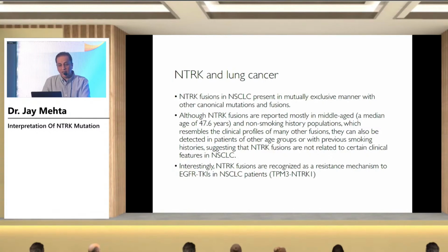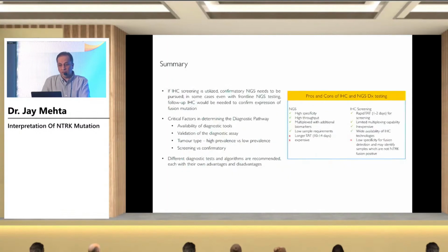Now, interestingly, NTRK fusions are also identified as a resistance mechanism to EGFR TKIs, particularly the fusion with the gene TPM3. So to summarize, in the real world, you need to use either IHC or NGS. You can use IHC to screen it. If it's positive, it needs to be confirmed by NGS. Sometimes even by NGS, if the report doesn't tell you if it's in frame or otherwise, you might need to use the IHC again to check if the fusion protein is expressed.